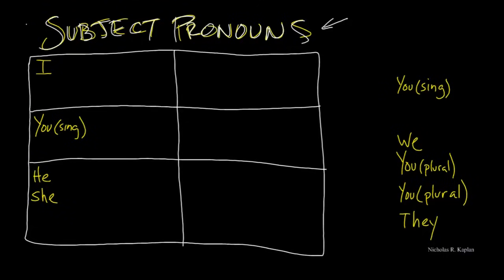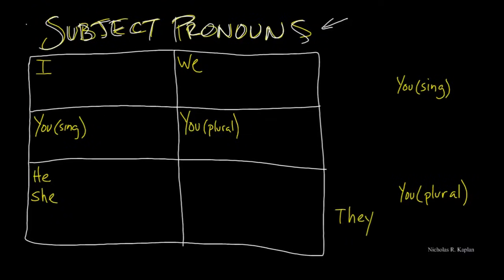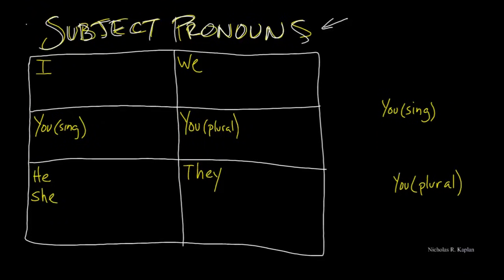Well, what is the plural? So now let's work on the plural column. The plural of I is we. And then the plural of you is you plural. And maybe you say you guys, maybe you say you all, maybe you say y'all, maybe you say you. Those are all acceptable. And then we have they. Now if you'll notice, we still have 2 over here. We have you singular and you plural.